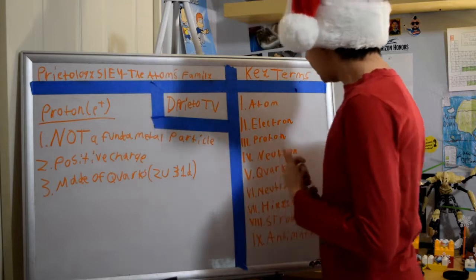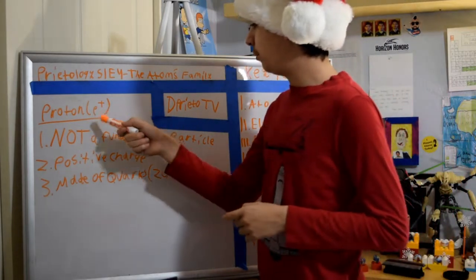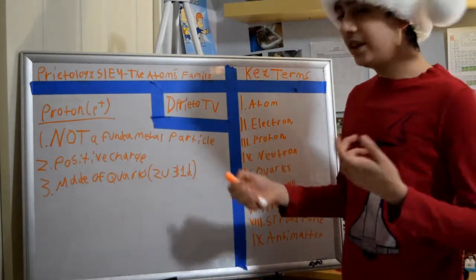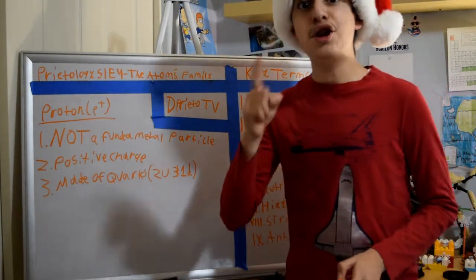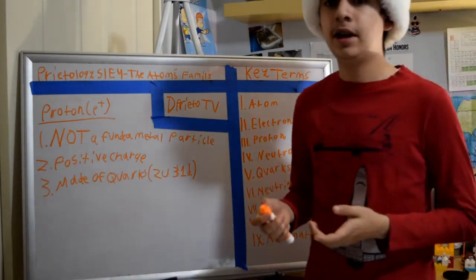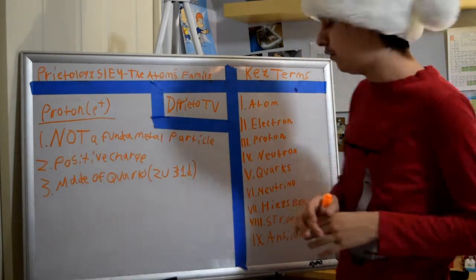Alright, so our next term is proton. Proton, like I said, can be represented by a lowercase p with a plus sign. You may think this is a fundamental particle. No, this is not a fundamental particle. This is made of something that scientists like to call quarks. We'll get to quarks a little later after neutron.